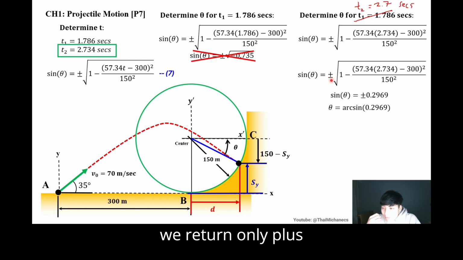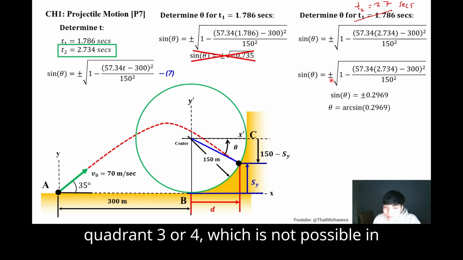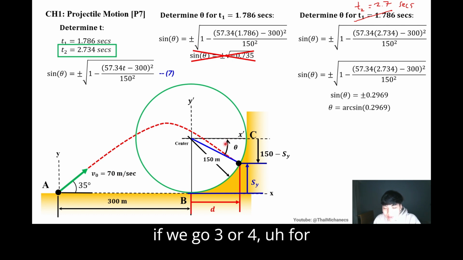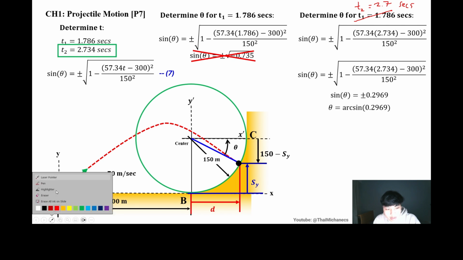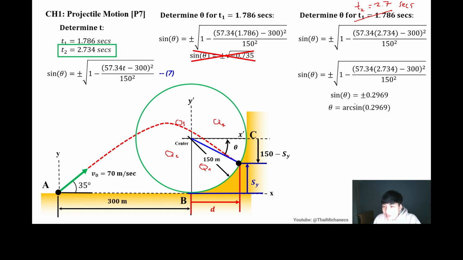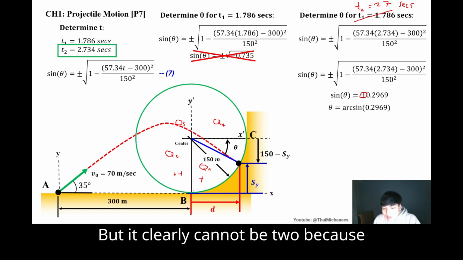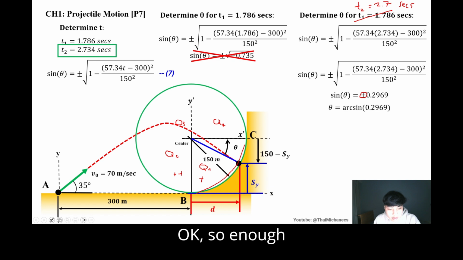We choose only plus 0.29 because, again, if sin theta equals minus, that should give us quadrant 3 or 4, which is not possible in this case. Normally quadrant 1 is from here, right? But since the angle starts from here, this will be our quadrant 1. This will be quadrant 2, 3, and 4 accordingly. So we chose sin theta positive because we know the angle should be in quadrant 1 or 2. But clearly it cannot be 2 because there is only a quarter of the circle. It should be only on this line. Okay, so enough with that.